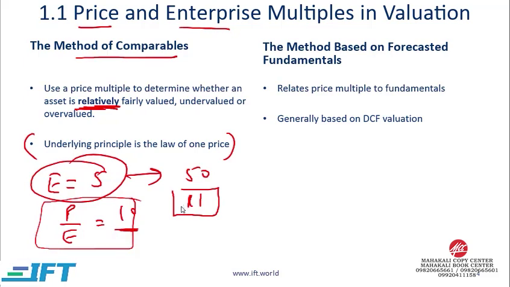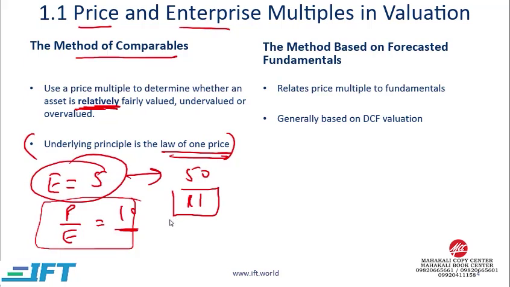Now think about the underlying principle here. The underlying principle is the law of one price. In simple terms, the law of one price says that similar items should sell for the same amount. Okay, so what we are saying is if you have two auto companies which are exactly the same, then they should sell for the same price.